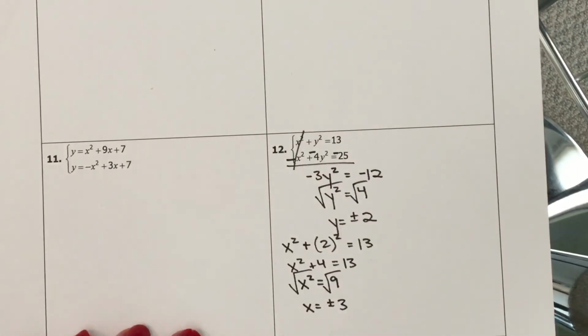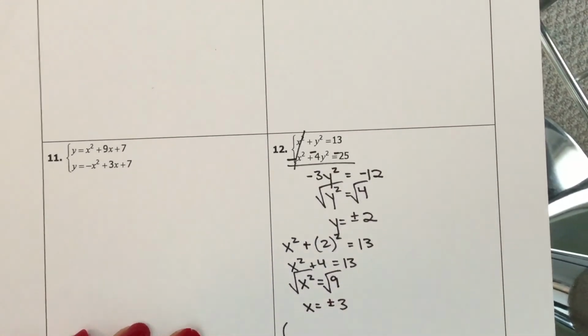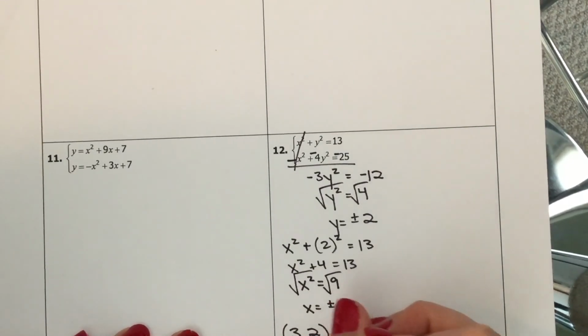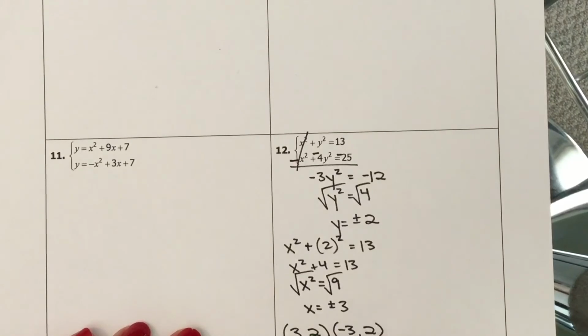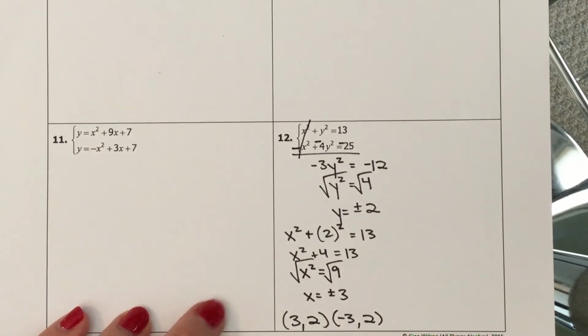So I'm going to start listing off my solutions. When I plugged in +2, I got +3 or -3. Making sure they're in the right order, I have this so far. So this +2 for y ended up pairing with two different x values. So I have two solutions so far.